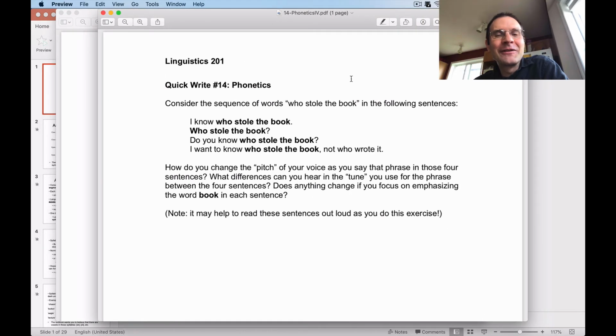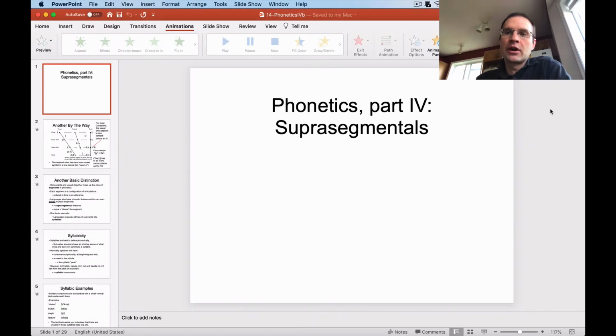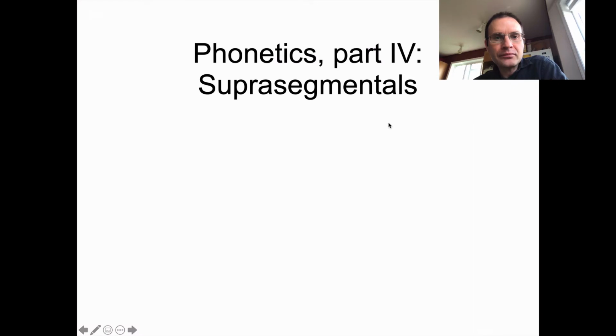And then for this particular lecture, I have another quick write about the phrase "who stole the book" and how you say that one in a variety of different contexts as well. And these two should help us think a little bit about what we're going to talk about today, which are the features of phonetics that don't apply to just one specific segment at a time.